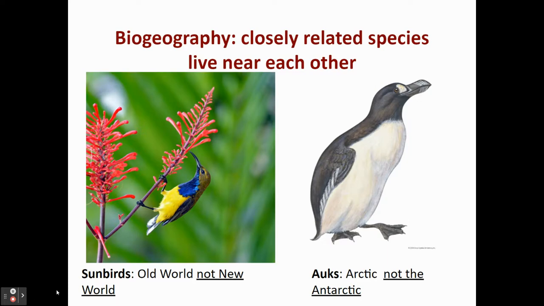Sunbirds are ecological equivalents of hummingbirds. They are nectar feeders, they can hover and do all sorts of things, but they are not closely related to hummingbirds. They have their own lineage. We find sunbirds in Africa, we find them in Asia, we find them in Southern Europe. Okay? We also find auks in the Arctic, but not the Antarctic.